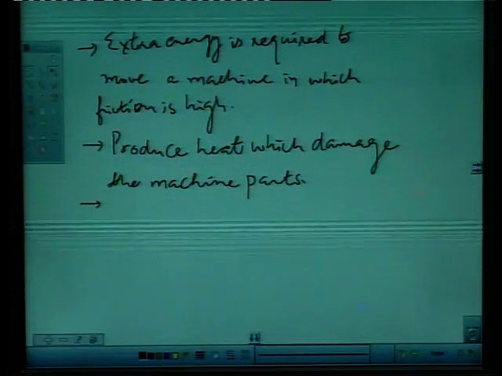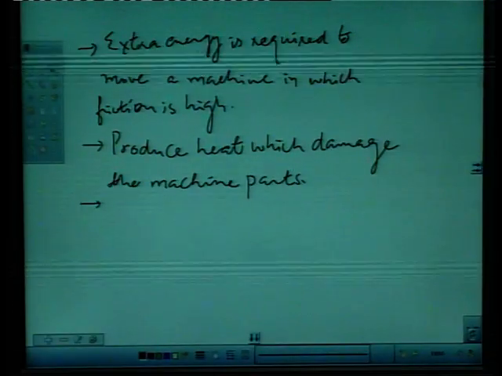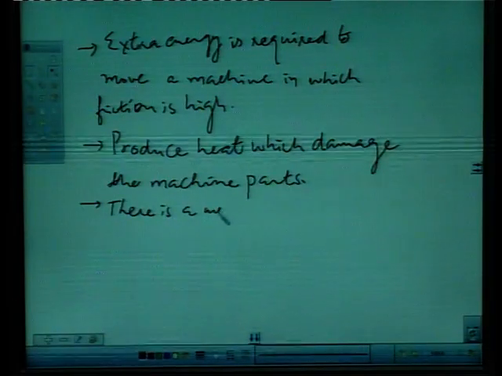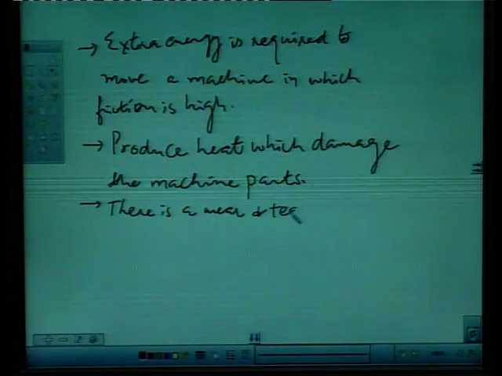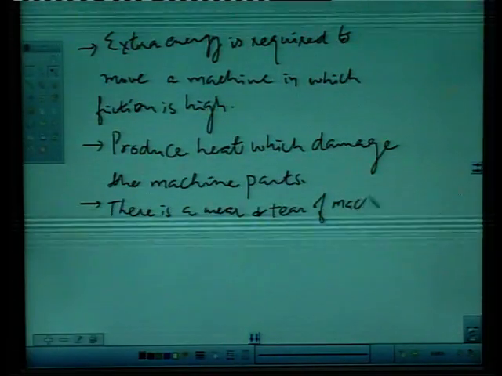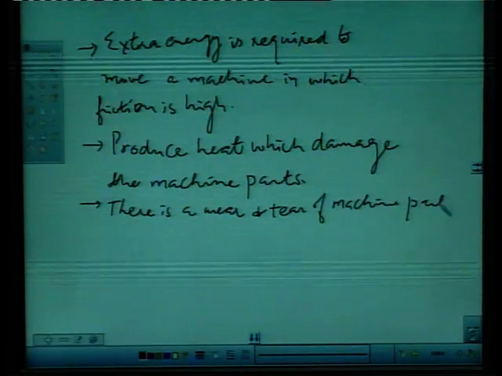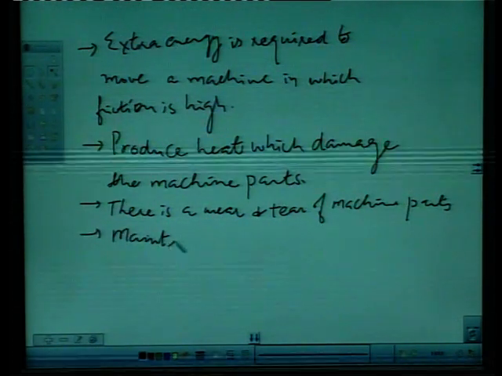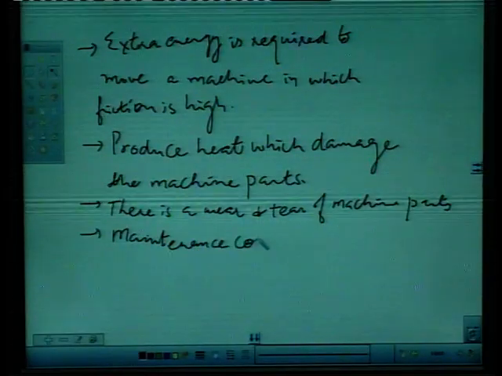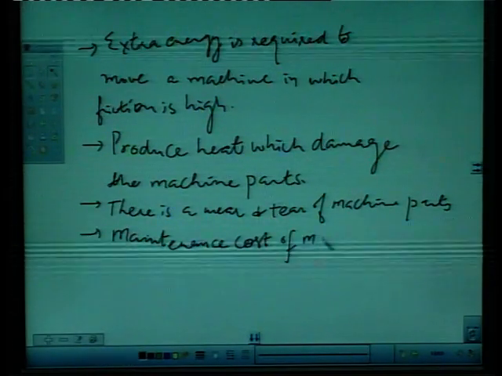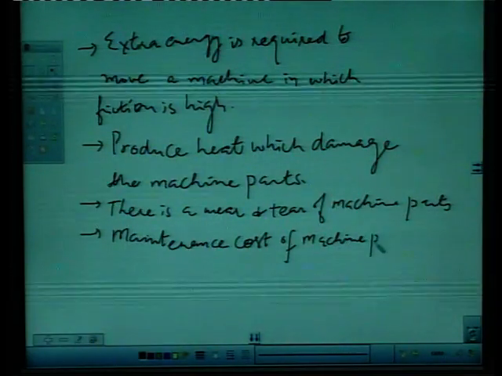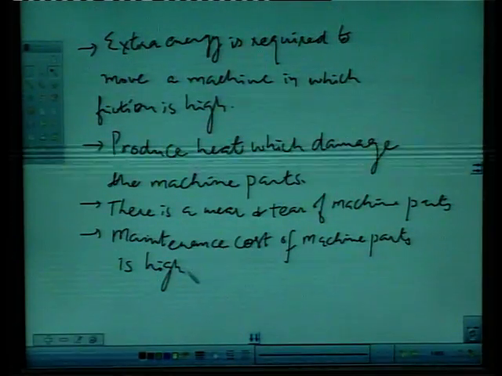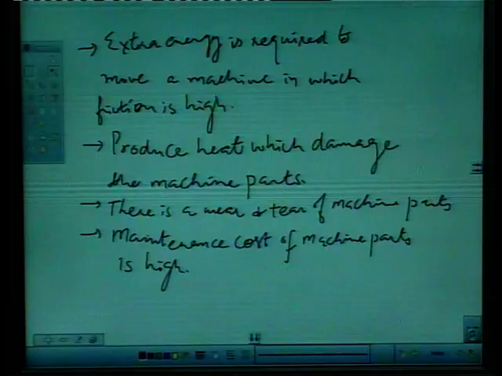So, they rub against each other. So, there is wear and tear of machine parts. Maintenance cost of machine is high. Cost of machine parts is high. So, maintenance cost of machine parts is high.